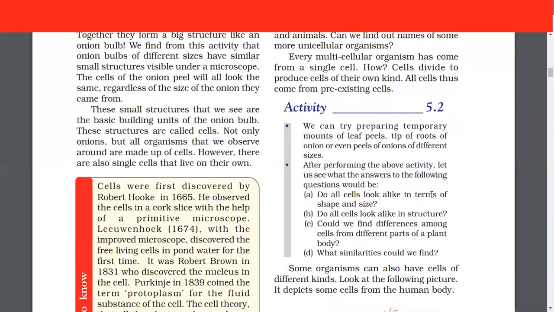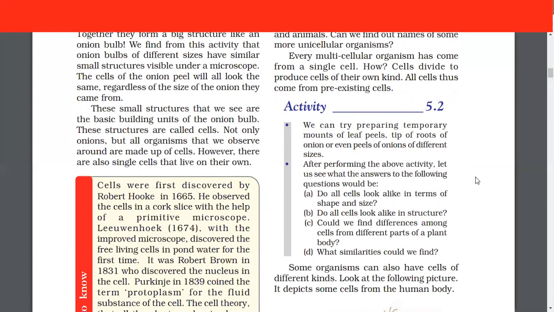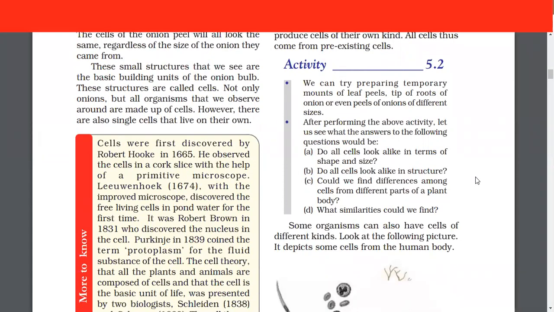Every multicellular organism has come from a single cell. How? Cells divide to produce cells of their own kind. All cells thus come from pre-existing cells. Activity 5.2. We can try preparing temporary mounts of leaf peels, tip of roots of onion, or even peels of onions of different sizes.